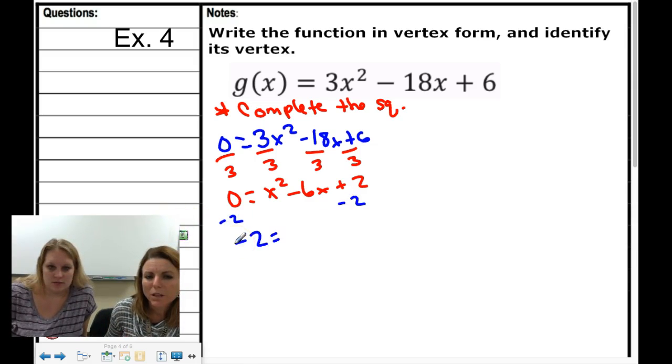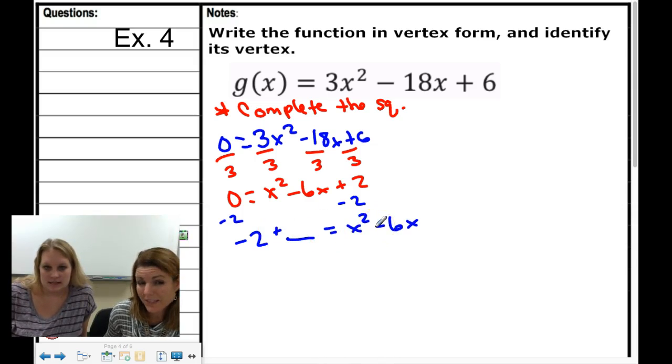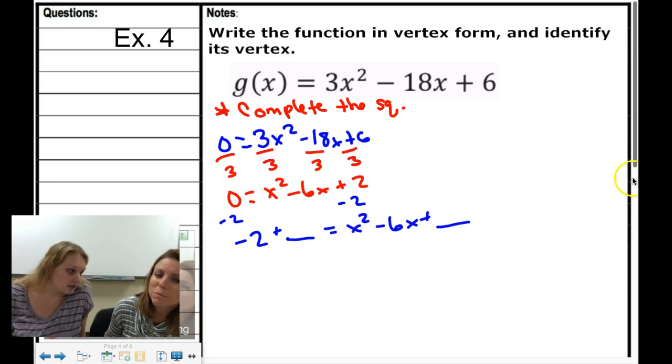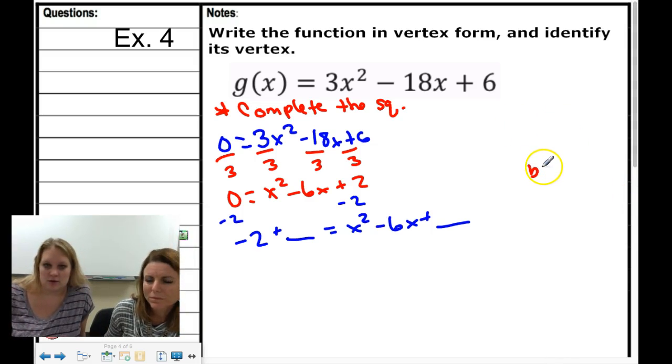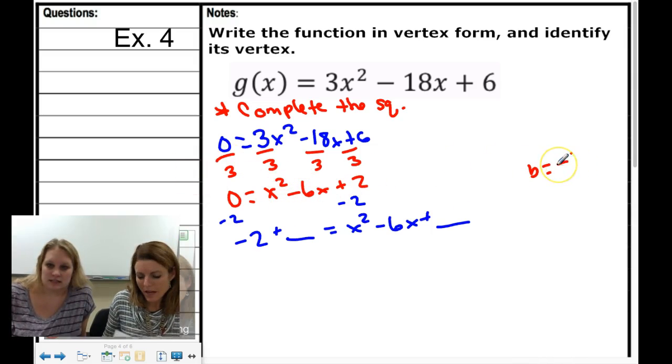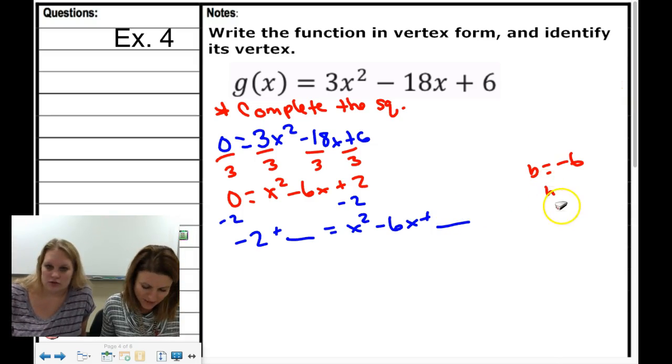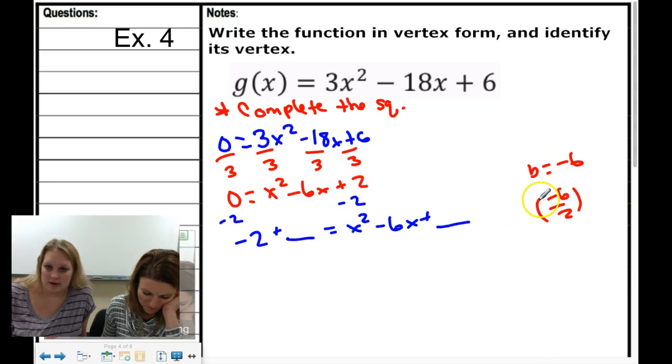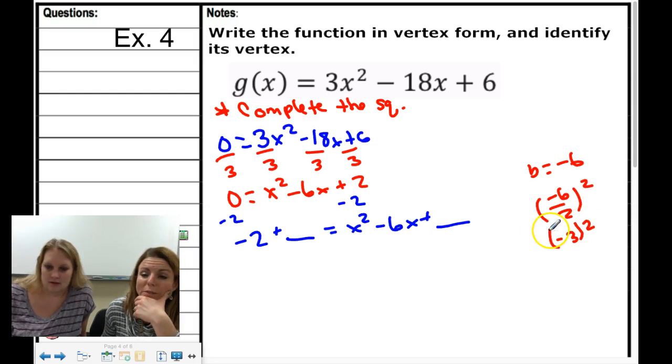So I get -2 equals. Remember to leave a plus. I keep forgetting that part when it's on the left. So we're going to add something equals x squared minus 6x plus something. Something is our b over 2, squared. So our b right now, after we changed it, is -6. So we have b over 2, which is -6 over 2, squared, which is -3 squared, which is equal to 9.